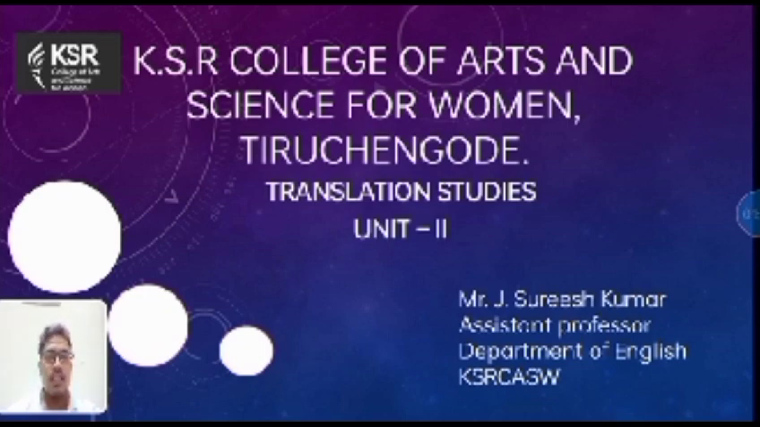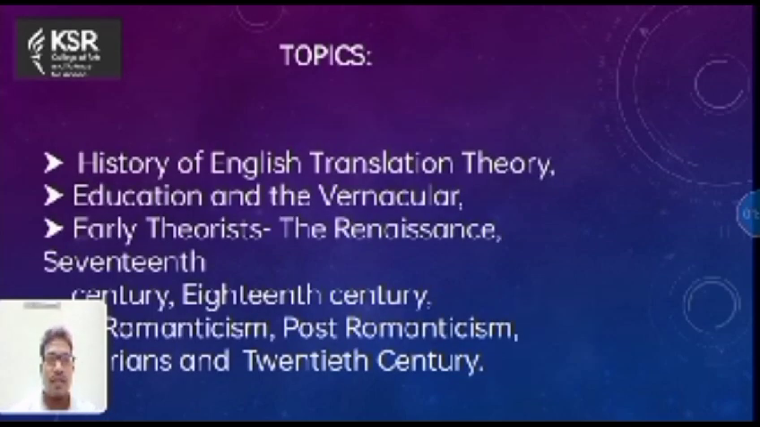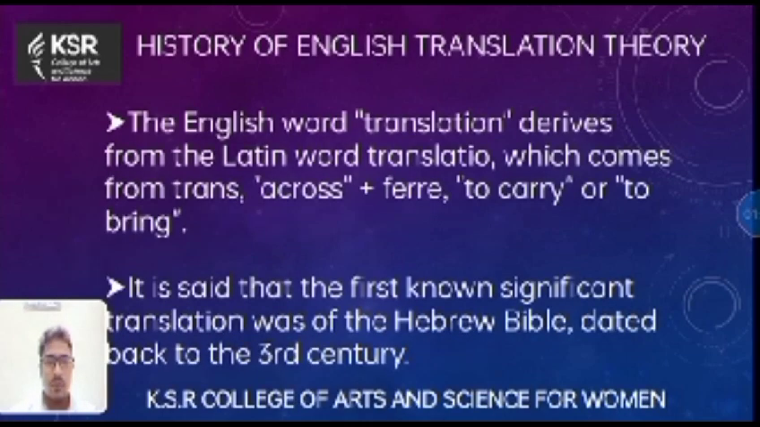Today we are going to see a translation studies paper from BA English 6th semester. Today we are going to see unit 2. Let's enter into the topic. Unit 2 covers a history of English translation theory, education and vernacular, early theory and Renaissance, the 17th century and 18th century, Romanticism, Post-Romanticism, Puritans and Victorians, and the 20th century. Let's see the topics one by one. The history of English translation theory.